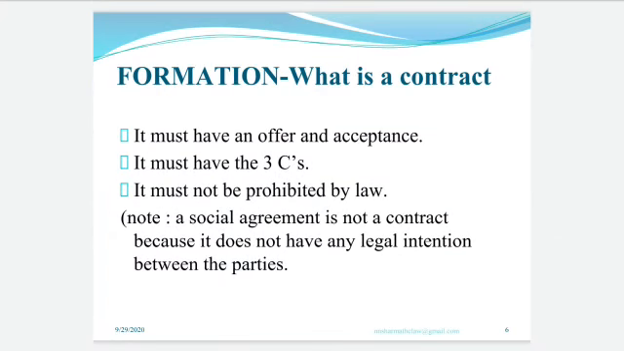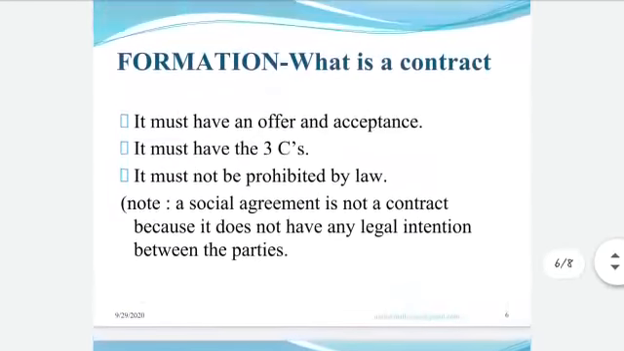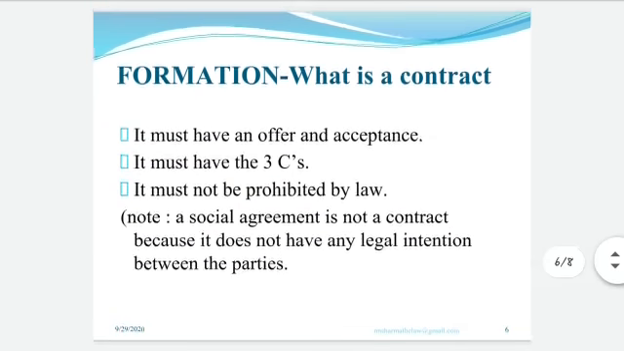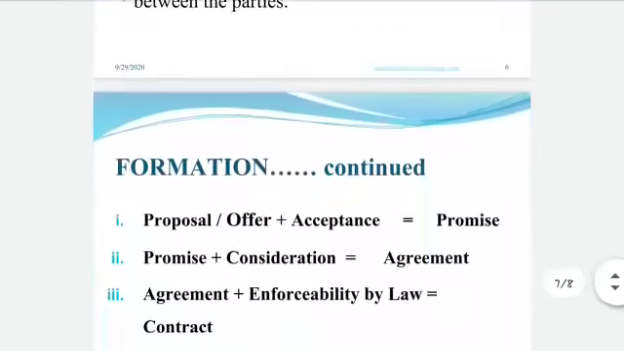Now, formation of contract. What is a contract? It must have an offer and acceptance. It must have three C's. What are the three C's? We will discuss it in the next PPT. It must not be prohibited by law. But here's one thing to be noted: a social agreement is not a contract because it does not have a legal intention. It means there should be a legal intention between the parties when there is a contract.